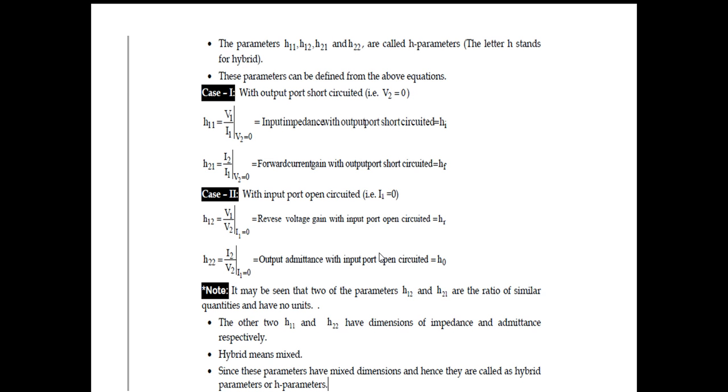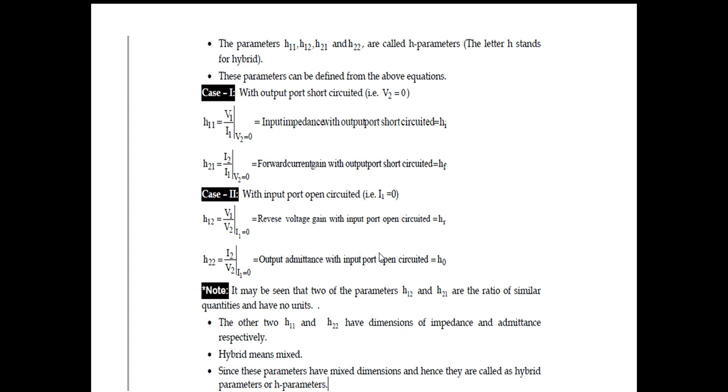Next, case 2, the second case, with the input port open circuited. When open circuited, no current flows. Only when the circuit is closed does current flow; otherwise current becomes 0. Therefore, with the input port open, I1 becomes 0. Substituting I1 equal to 0 in the two equations, the first term in both equations becomes 0.